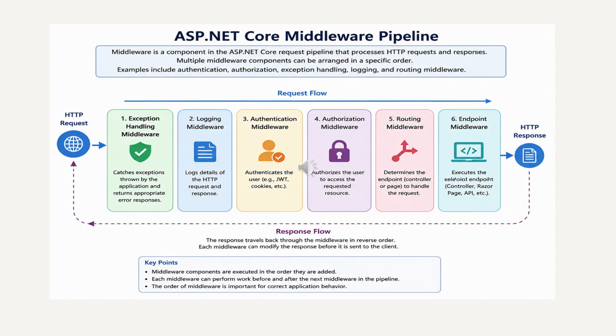Next, routing middleware determines which endpoint should handle the request, and finally the endpoint middleware executes the selected controller, Razor page, or API. After the endpoint generates a response, the response travels back through the middleware pipeline in reverse order, allowing each middleware to perform any required processing before the response is sent back to the client. Therefore, the order in which middleware is registered is very important because it determines how requests and responses are processed.